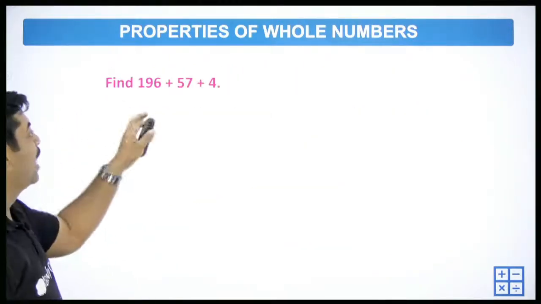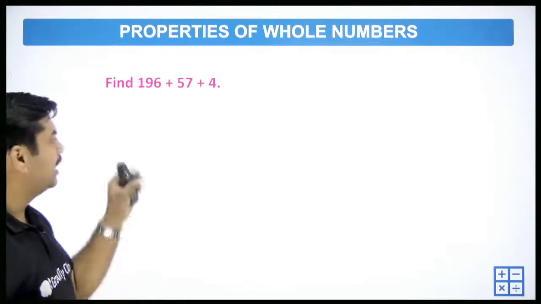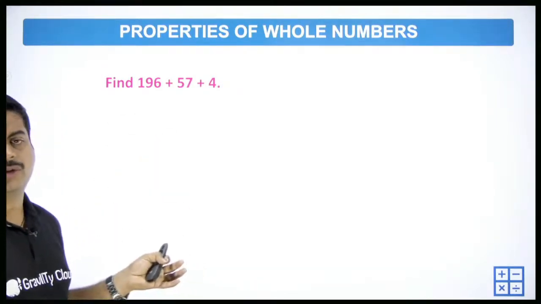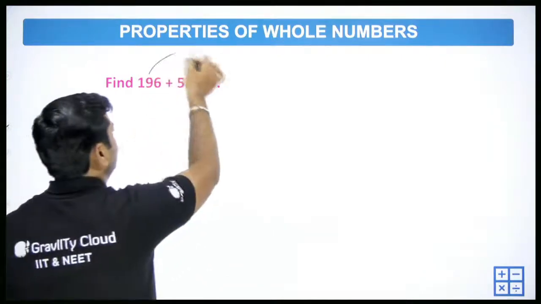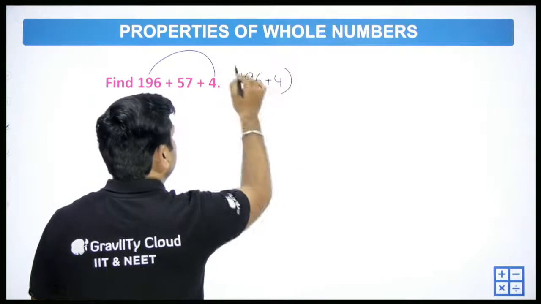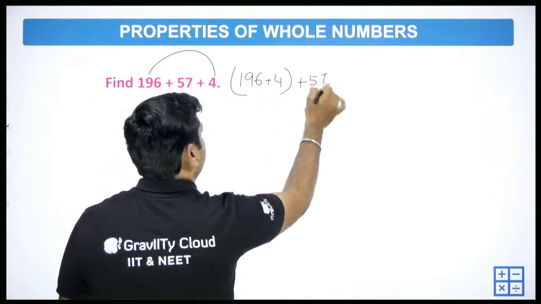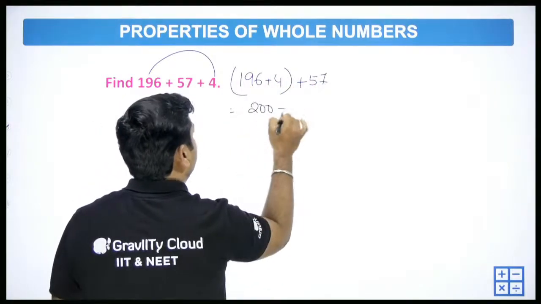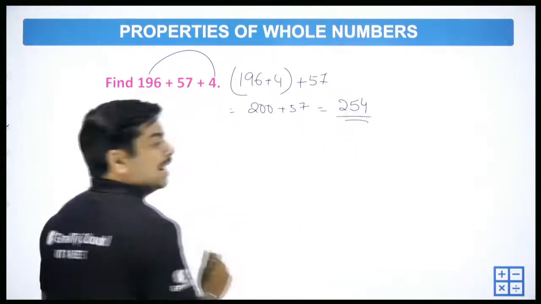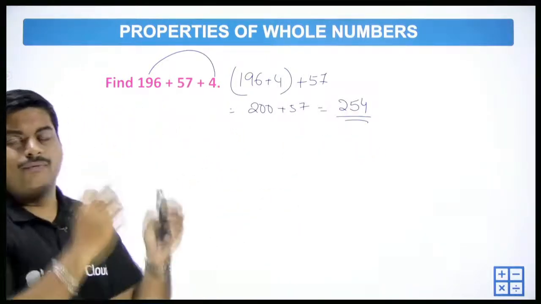That is how to add this one. It's very simple. 196 plus 57 plus 4. Just try to add in any pattern you want. I'll just add these two, 196 plus 4. It will be easy to get the answer, which is 200. 200 plus 57 will give you 257. You can arrange the numbers in any way you can.